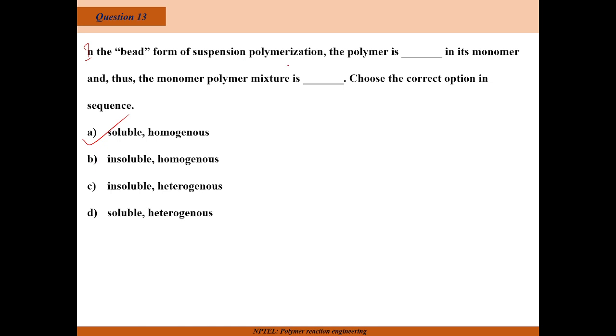So the answer to this question is the first one we saw. It should be soluble, and here the monomer polymer mixture is a homogeneous mixture.